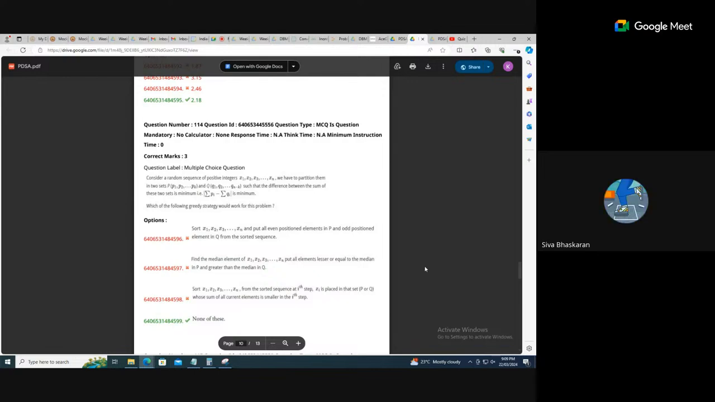That need not be the minimum difference, right? So let's say 1 and 6 will be in one group, then 2 and 5 in another group. Then if you put 3 and 4 in two different groups, the difference will be one. So 1, 6, and 3 in one group, then 2, 4, and 5 in the next group. But none of the options works for that result, because what we are trying to obtain is that the difference between the sums of the two sets, P set and Q set, is a minimum.